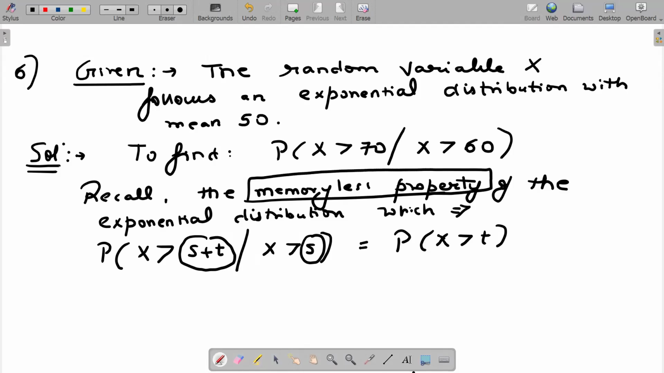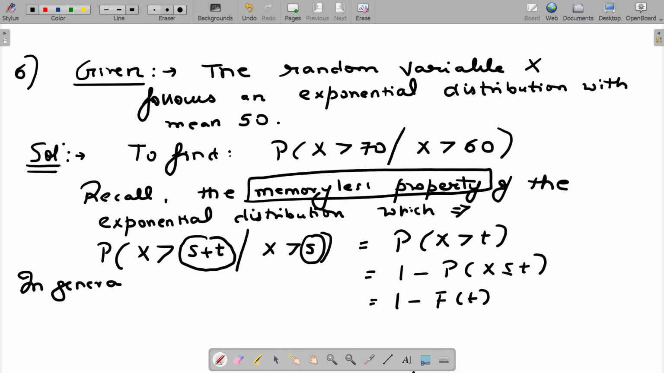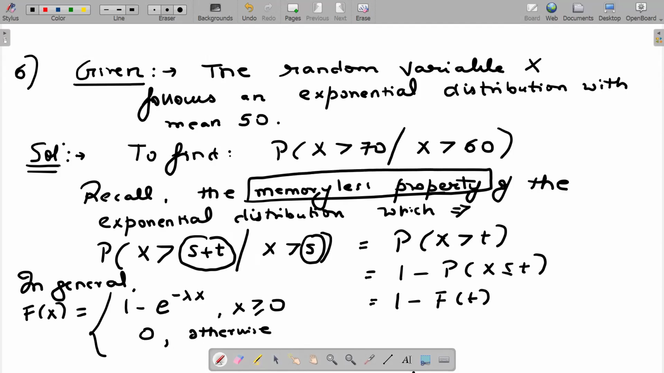Now, how do I find the probability of x greater than t? This is nothing but 1 minus the probability of x less than or equal to t, which is 1 minus F of t, where F of t is the cumulative distribution function. In general, students should recall the CDF for an exponential distribution: F of x is equal to 1 minus e to the power minus lambda x, for x greater than or equal to 0, and 0 otherwise.